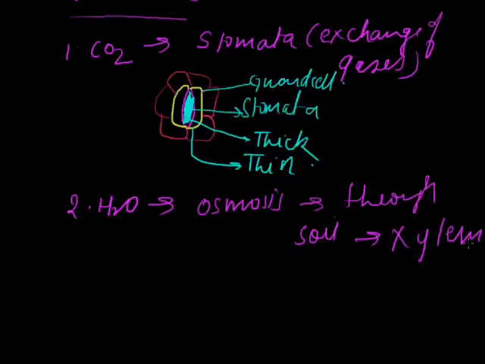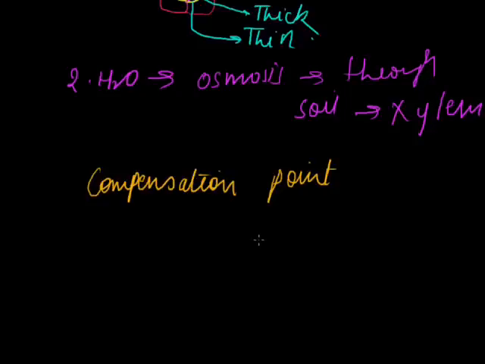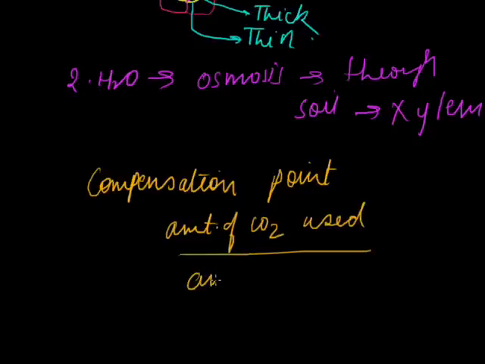Plants utilize carbon dioxide during photosynthesis. The intensity of light at which the amount of carbon dioxide used during photosynthesis becomes equal to the amount of CO2 released during respiration by plants is called the compensation point. So here we are going to define compensation point. Compensation point is the amount of CO2 used upon the amount of CO2 released during respiration.